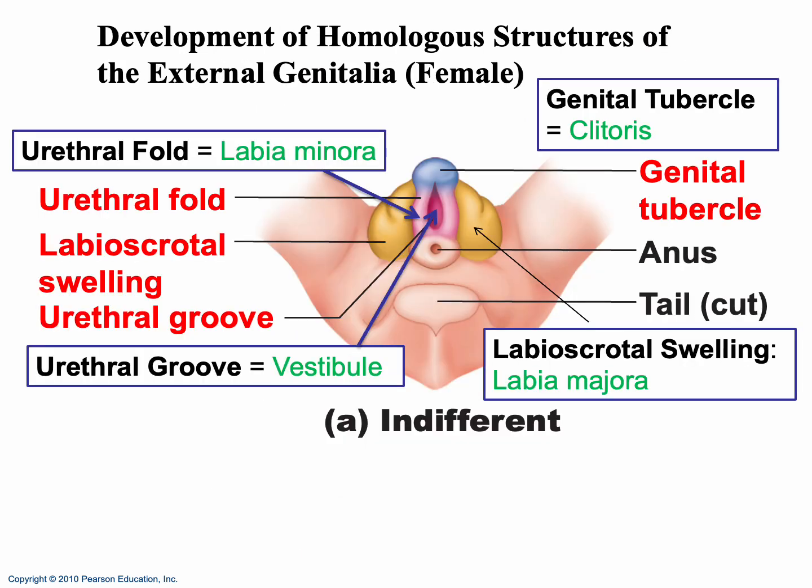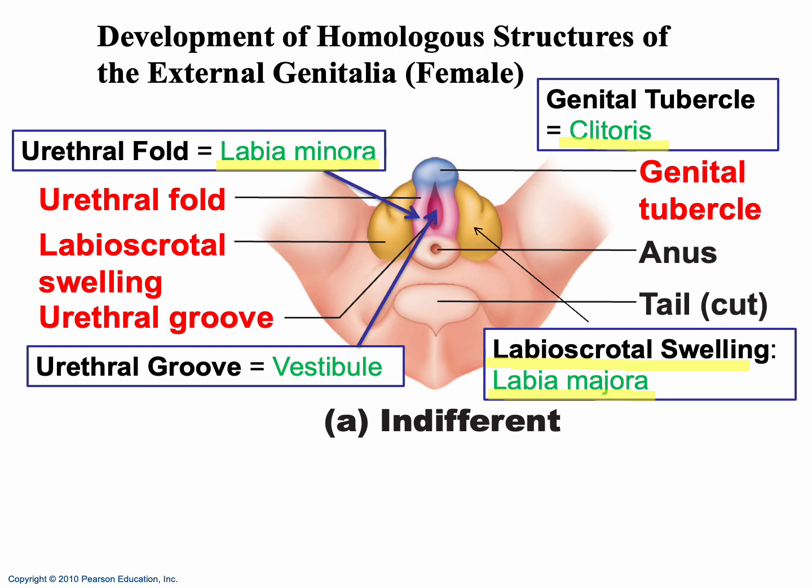Now we imagine that the homologous structures evolved into female genitalia because that SRY gene is absent. So the urethra fold, in this case, evolves into the labia minora, the inner skin fold of the woman around the vagina. The genital tubercle will evolve into the clitoris instead of the penis, and the labioscrotal swelling will develop into the labia majora. So that's the outer skin fold around the vagina.